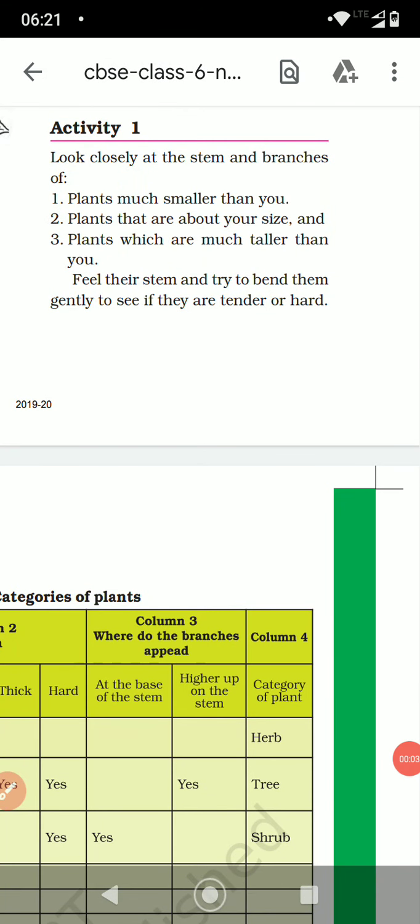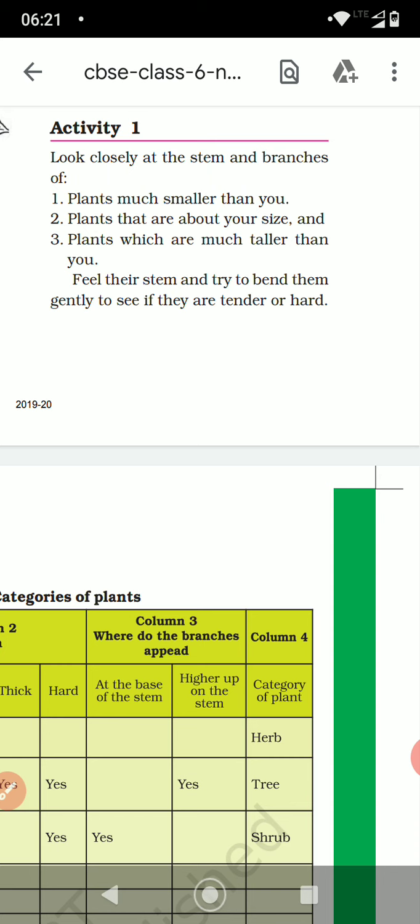So children, in activity number 1, we have to categorize whether the plant is a herb, a shrub or a tree based on the following observations. So what was the observation and what do we have to see? We have to feel their stem and try to bend them gently, but do not bend so hard that they might get broken. So you don't have to bend the stem very hard.